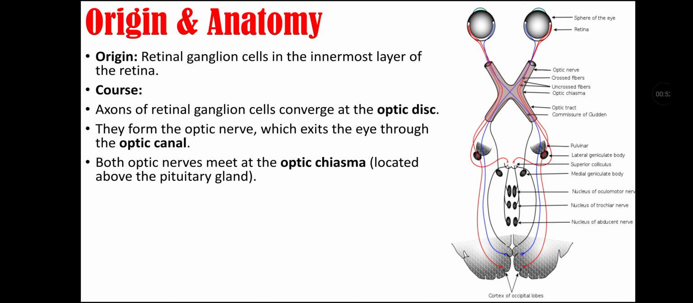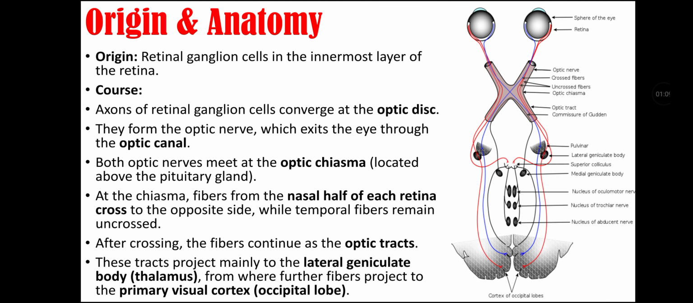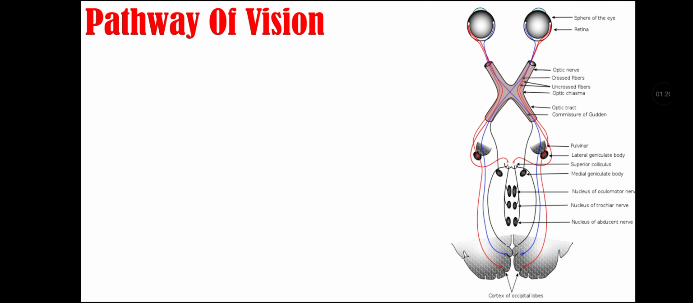Both optic nerves meet at the optic chiasma, which is located above the pituitary gland. At the chiasma, fibers from the nasal half of each retina cross to the opposite side, while temporal fibers remain uncrossed. After crossing, the fibers continue as optic tracts. These tracts project mainly to the lateral geniculate body in the thalamus, from where further fibers project to the primary visual cortex in the occipital lobe.